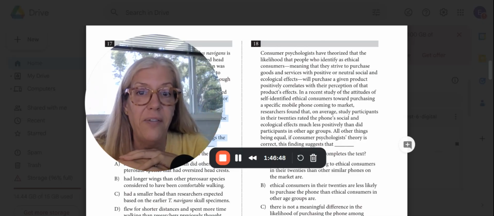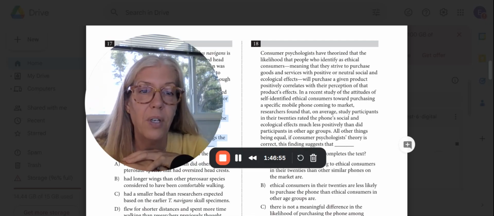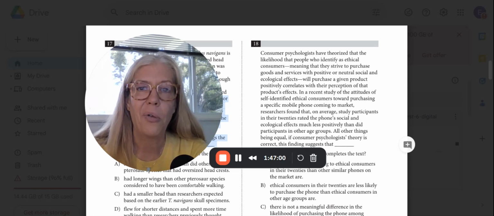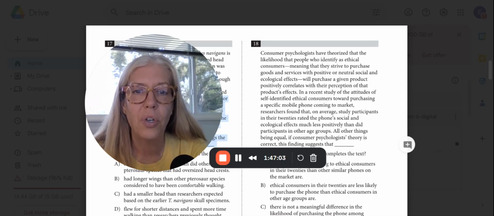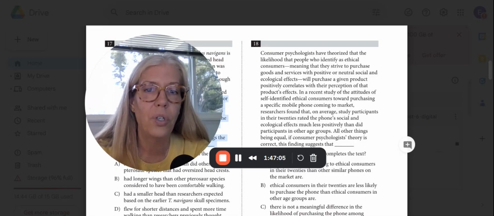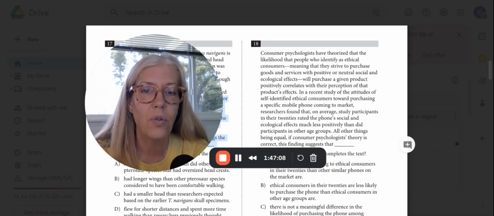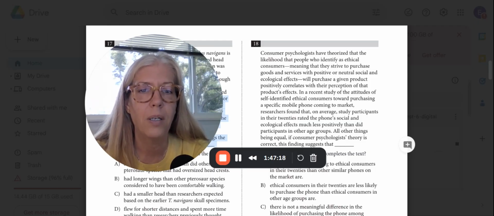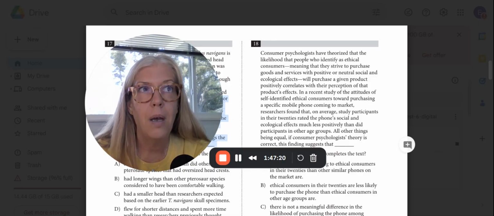Consumer psychologists have identified that the likelihood that people who identify as ethical consumers, meaning that they strive to purchase goods and services with positive or neutral social and ecological effects, ooh, look at that em dash, telling us what an ethical consumer is. I hope I'm an ethical consumer. Will purchase a given product positively correlates with the perception of that product's effects. Okay, so I'm going to buy a product if I think that product is good.